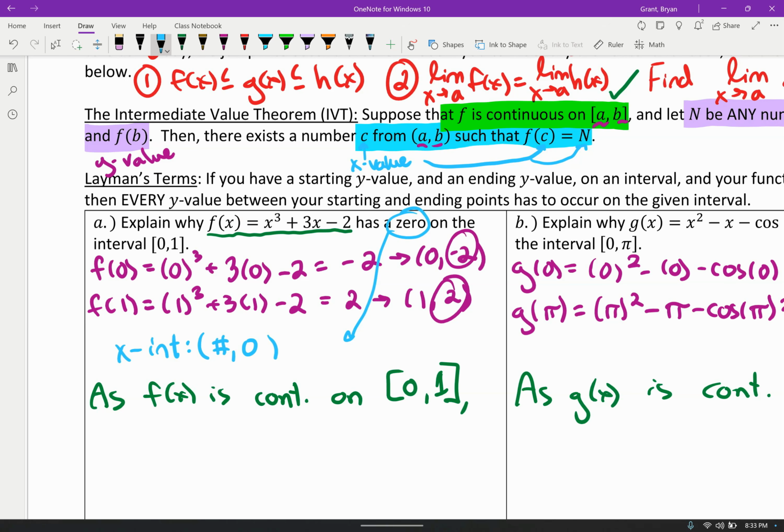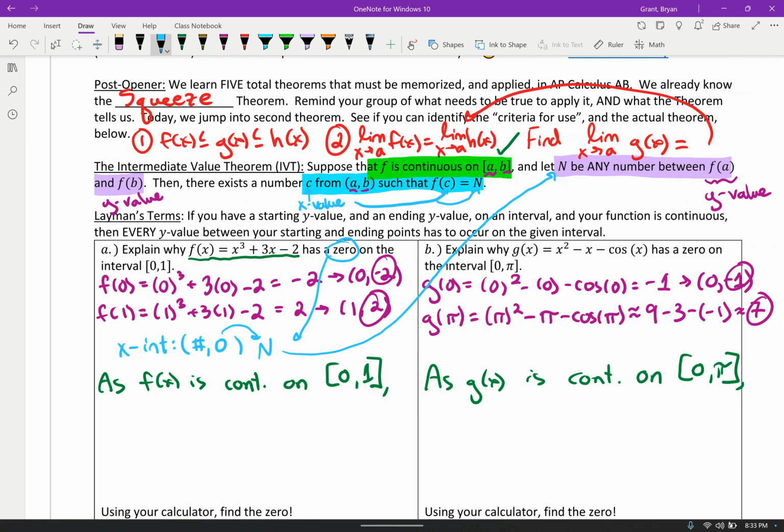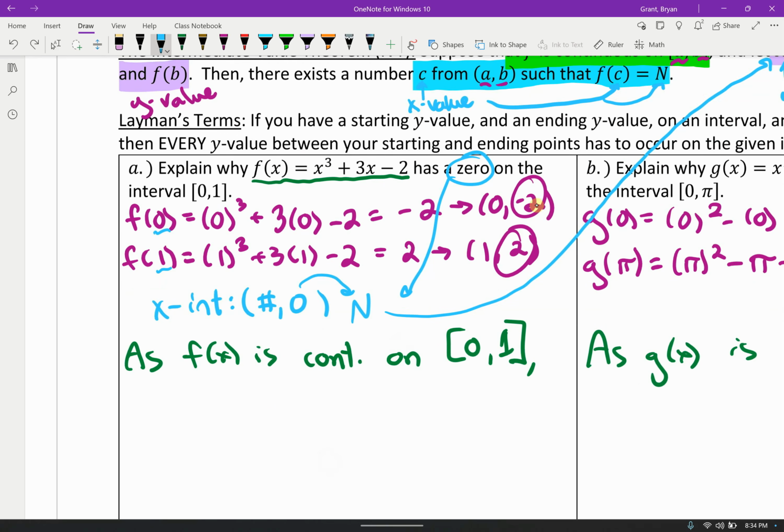So when they say explain why this has a 0, what they're saying is the n in this case is 0. They're saying let n be any number between the y values. So the n is a y value. And they're saying, does there have to be this specific y value on the interval from a to b? Well, if you think about this, we have a y value of negative 2 and a y value of positive 2. And they're asking us, does there have to be a y value of 0 somewhere in there?